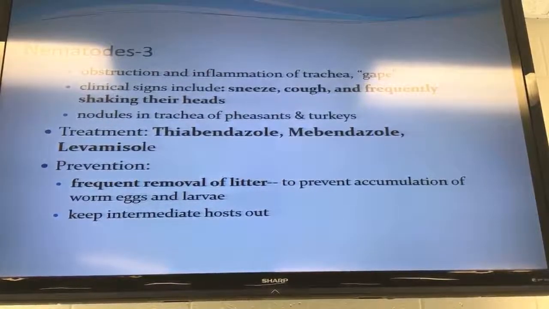And these are in what? Permanent copulation, okay? That's your first parasite, your first nematode, and it's in the respiratory system.